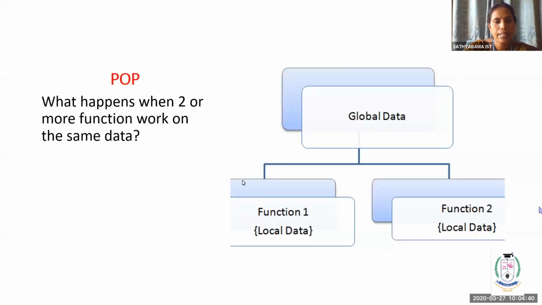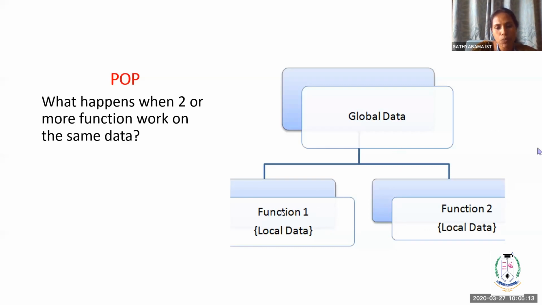And now the next thing is, what are the challenges in the procedure-oriented programming language? For example, as we already said, the entire program is divided into a number of sub-modules or functions. So every function has its own local data, and also the main function has the global data. So the functions have the privilege to access the local data, and also the privilege to access the global data.